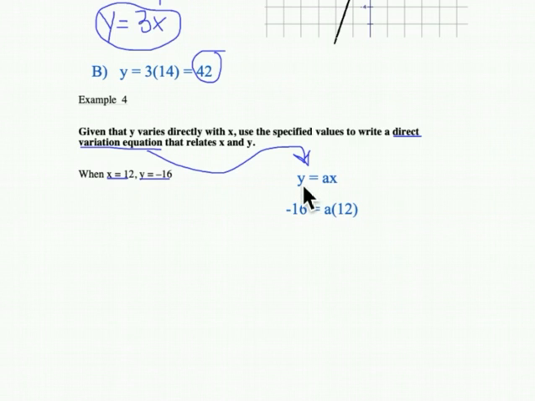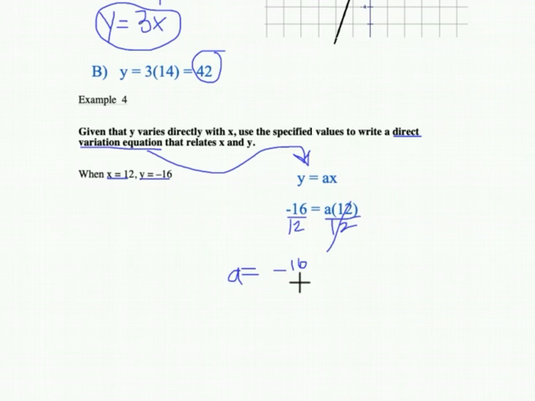So I replace this y with negative 16. That's what I've done here. And I replace this x with 12. So the equation becomes negative 16 equals some number a times 12, because y equals some number a times x. So I just solve this equation, and the only thing I need to do to each side is divide by 12. Dividing by 12 on each side, this will cancel, and I'll have a is negative 16 over 12, and I can reduce that.